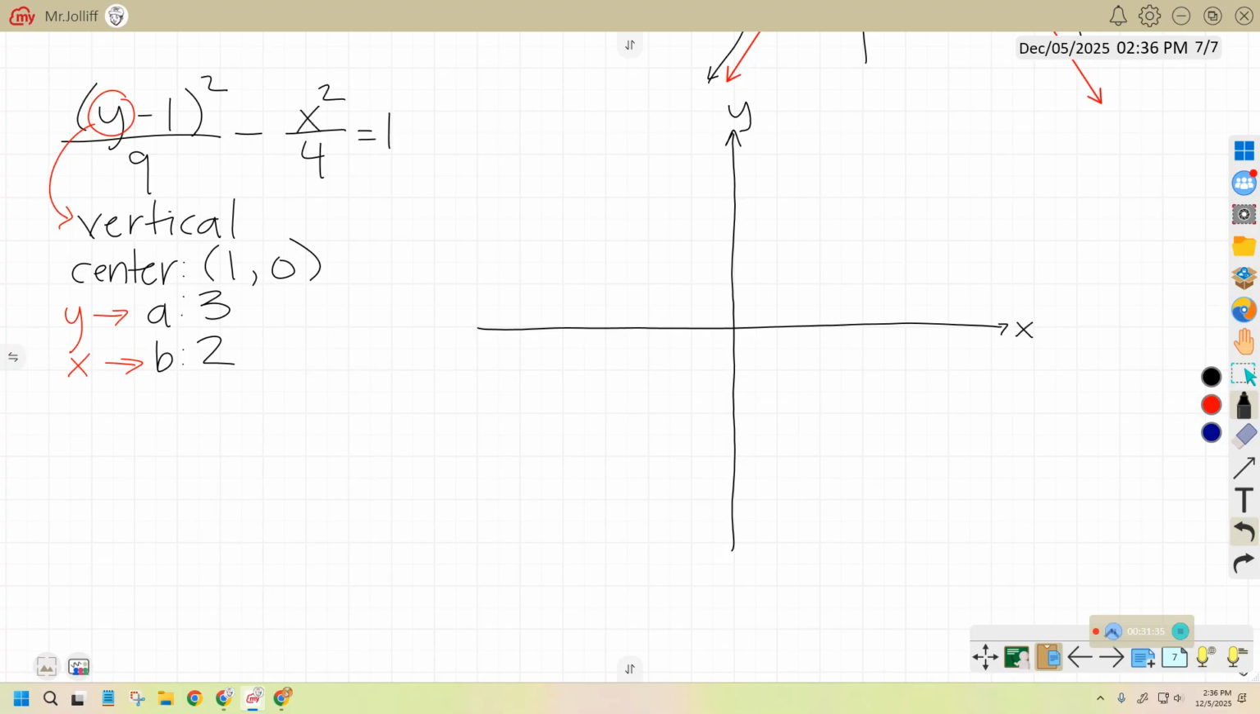Gabe, what goes on my graph first? The center. Very good. All of my points are measured relative to the center. 1, 0. Perfect. Alan, what goes on my graph next? The A and the B, good. And A is attached to Y. So A is up and down, B is side to side. So for A, I'm going to go up 3 and down 3. For B, because it's attached to X, I'm going to go left 2 and right 2.